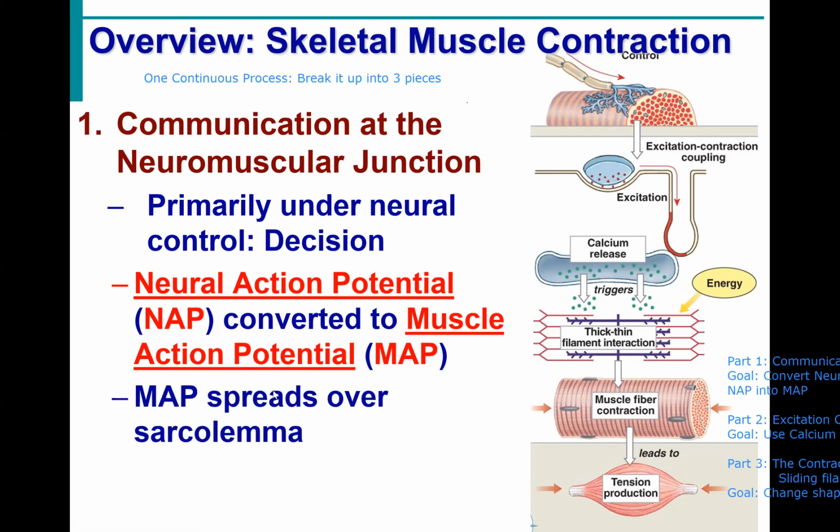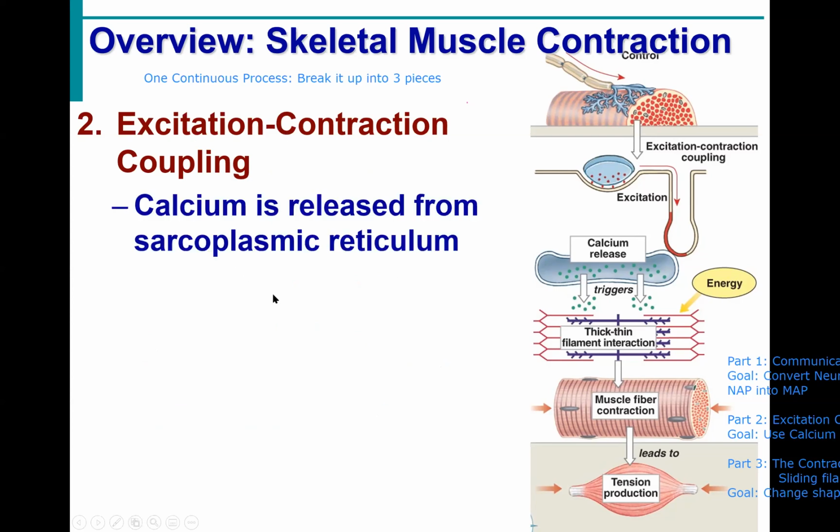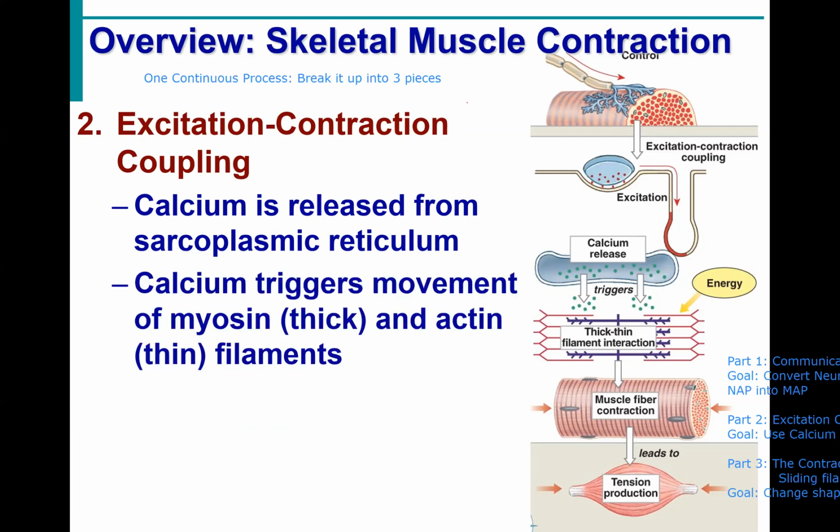Right. Once we produce that muscle action potential, remember our sarcolemma is specialized to produce and spread that action potential, and so that's what it's going to do. That is going to lead to our excitation contraction coupling, where our goal is to release the calcium from our sarcoplasmic reticulum and use it to move our regulatory proteins. And once we remove the regulatory proteins, now our myosin and actin can interact with each other.